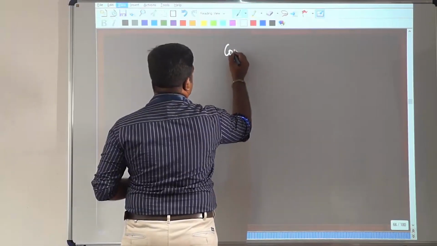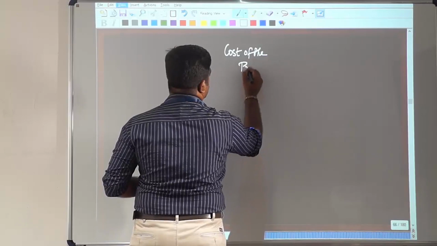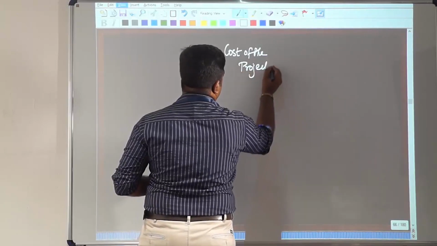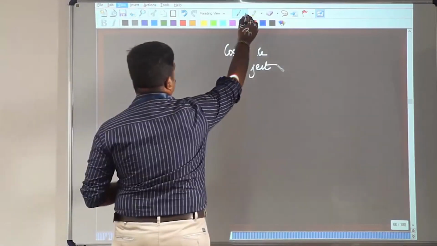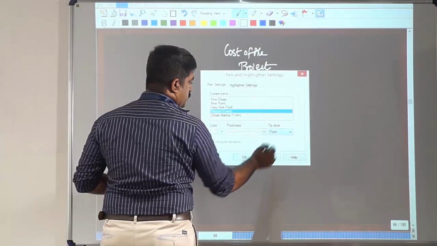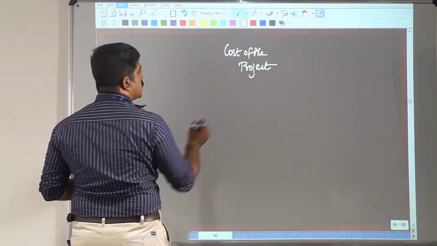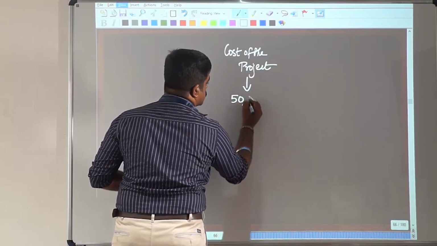What is the cost of the project? Cost of the project. Let me make a small change in my pen settings. Excuse me. Yeah. So I'll select pointed one. Okay, fine. So what is my cost of the project? My cost of project works out to 50 lakhs.